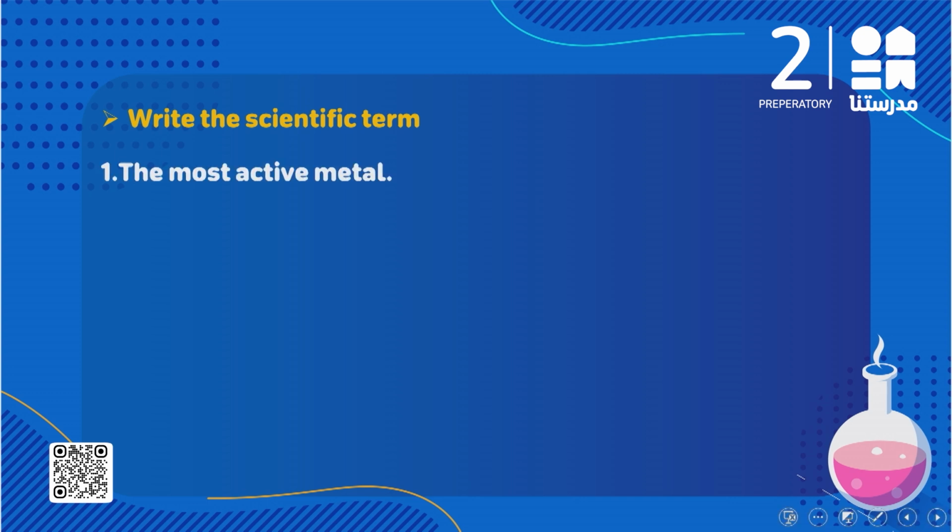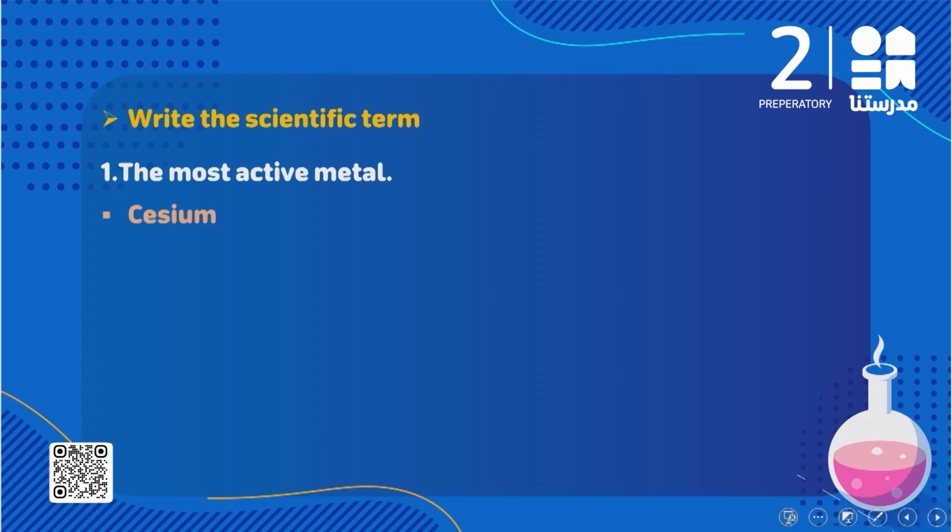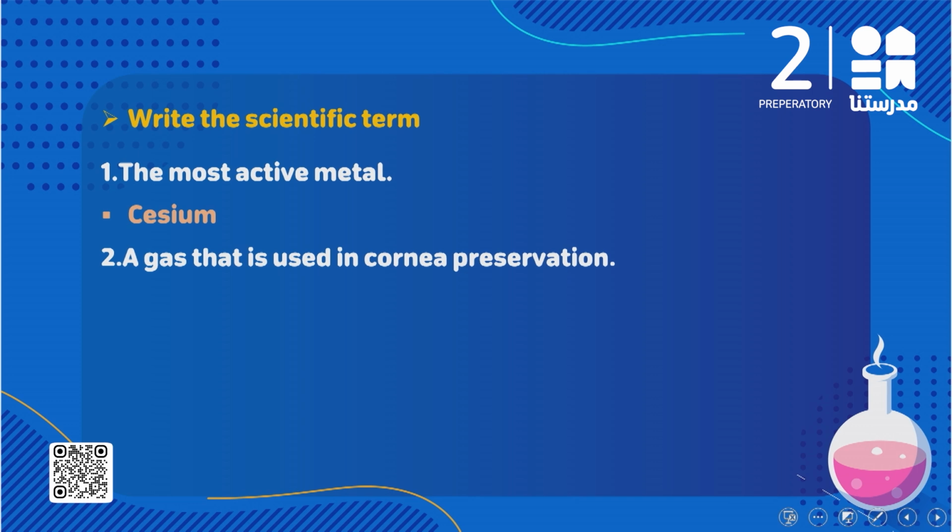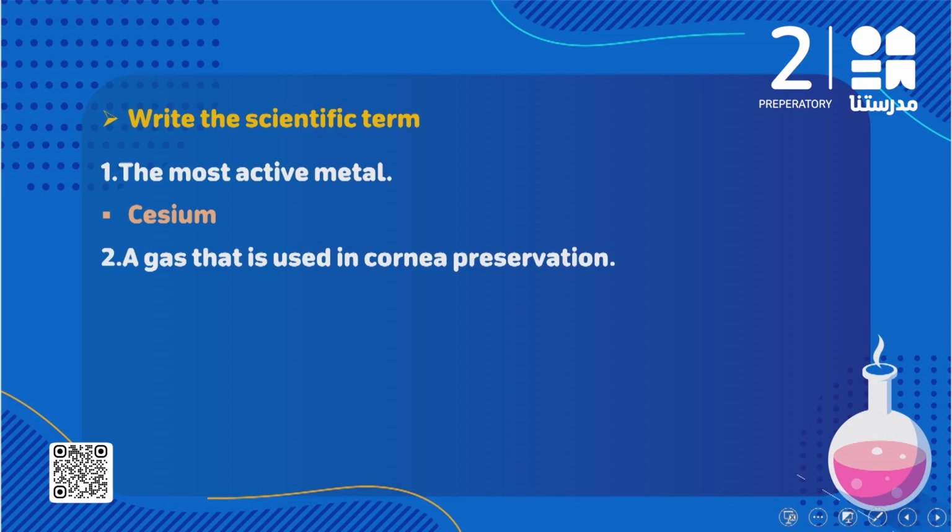The first one here, the most active metal. Do you remember the most active metal in the modern periodic table? It was called cesium. The second one, a gas that is used in cornea preservation. Do you remember the name of the gas that we use in cornea preservation? It was called liquefied nitrogen.